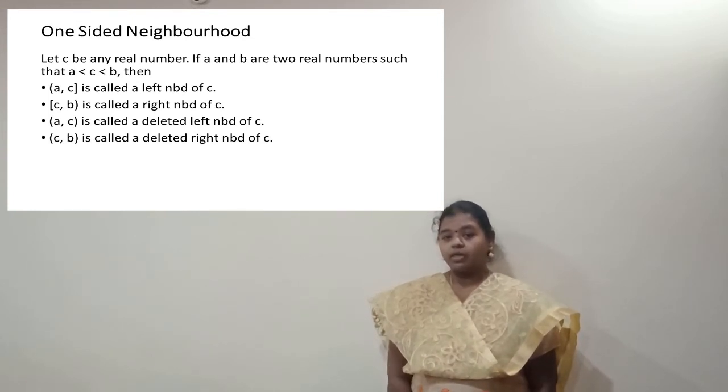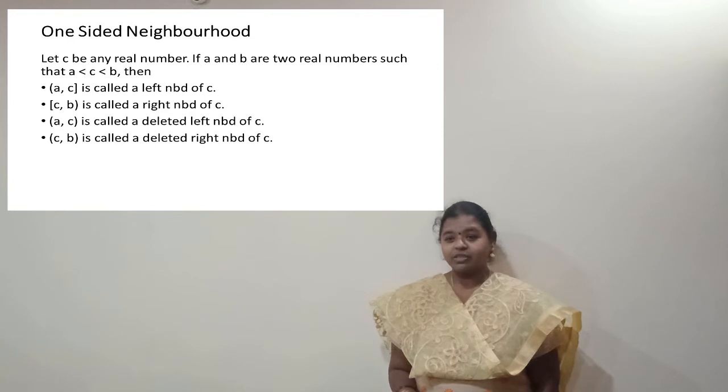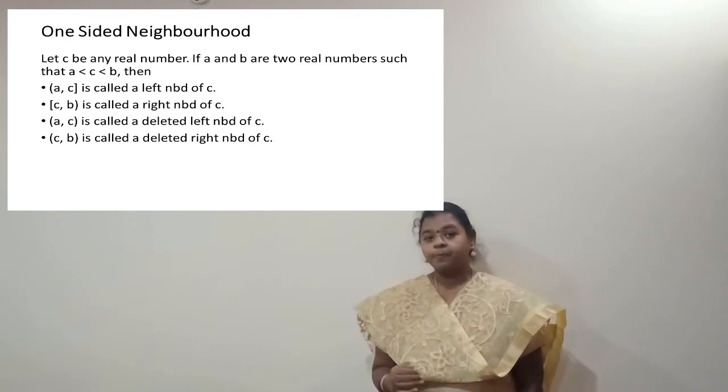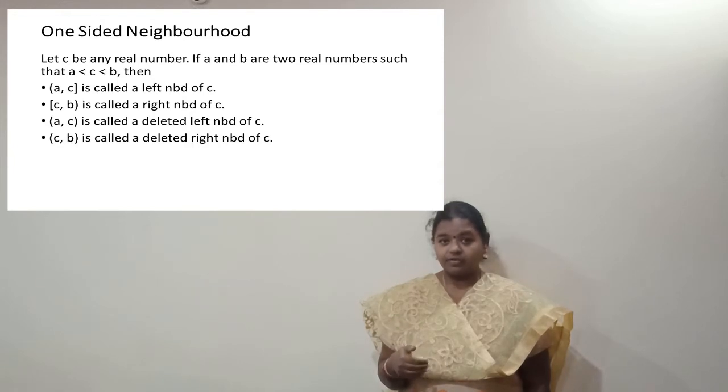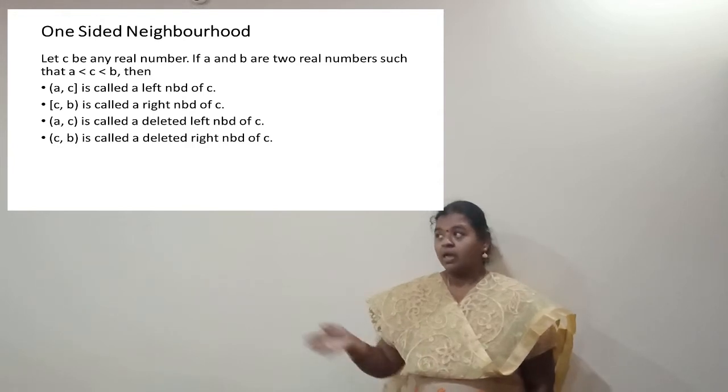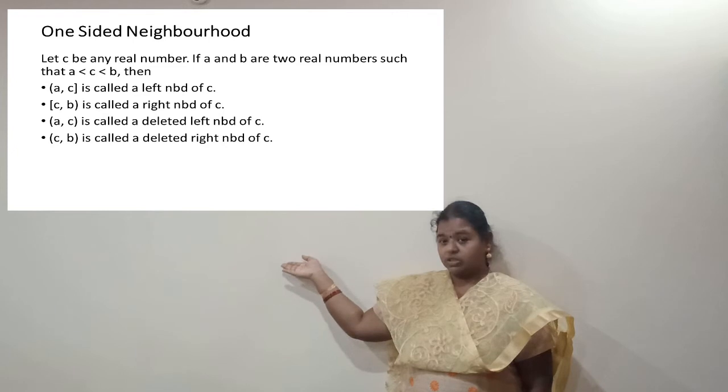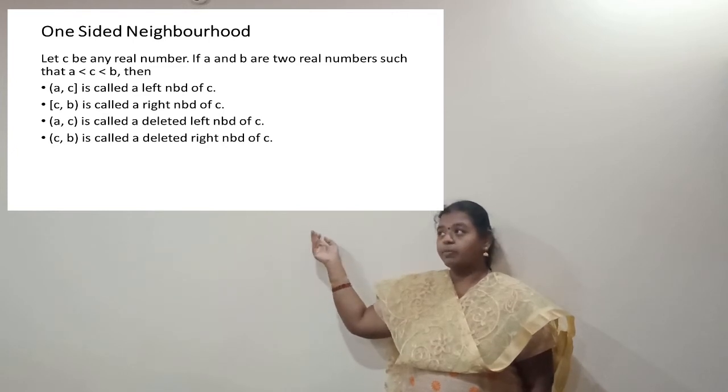So (C, B) is called a right neighborhood of C. Now let us see what is a deleted left and right neighborhood of C. When I say (A, C), C is towards the right, so it is known as the left deleted neighborhood of C. And if C is on the left-hand side, we have (C, B) in the open interval, so it is known as the right neighborhood of C.